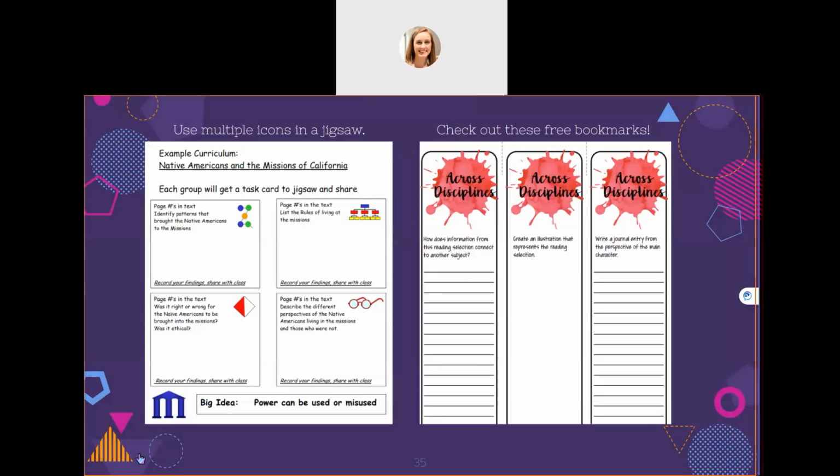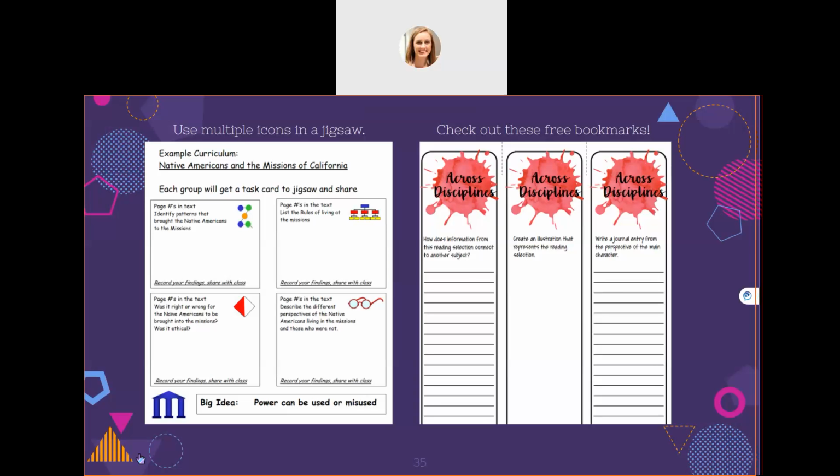And then the last group will have multiple perspectives, and they will describe the different perspectives of the Native Americans living in the missions and then those who were not. The big idea that this is structured around is power can be used or misused. And so you can see how you could incorporate these into your concept-based units of study. And so that activity is actually linked.